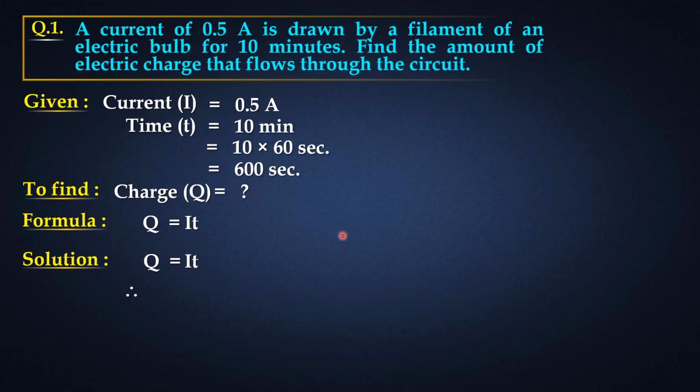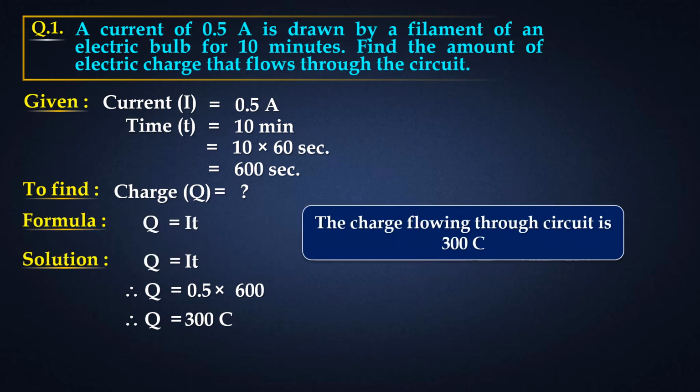Q is equal to I into T. Now we put the values, 0.5 into 600, that gives Q as 300 coulomb. The charge flowing through the circuit is 300 coulomb.